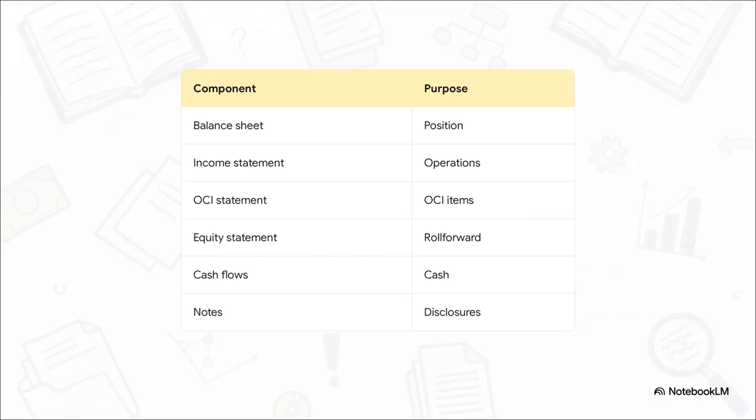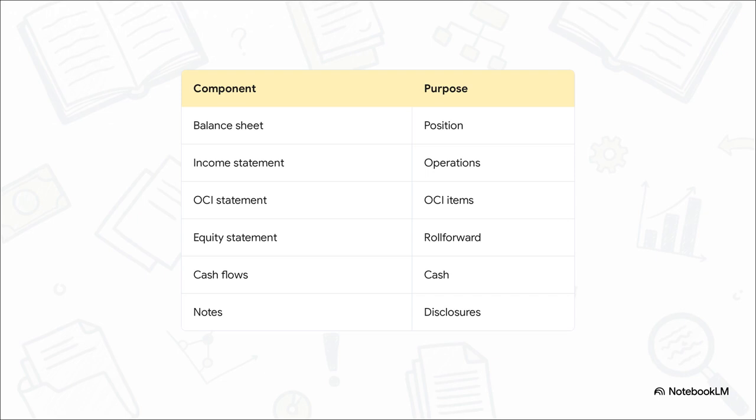So, let's establish our absolute baseline from the get-go. The notes to the financial statements are not some optional supplement or just a nice-to-have cosmetic appendix. Missing them or providing incomplete notes is a material deficiency. And trust me, that will easily earn you a qualification or a material weakness finding from your auditors.